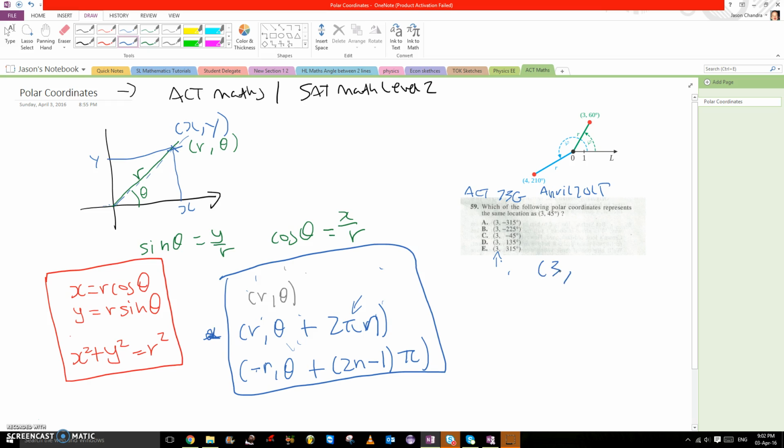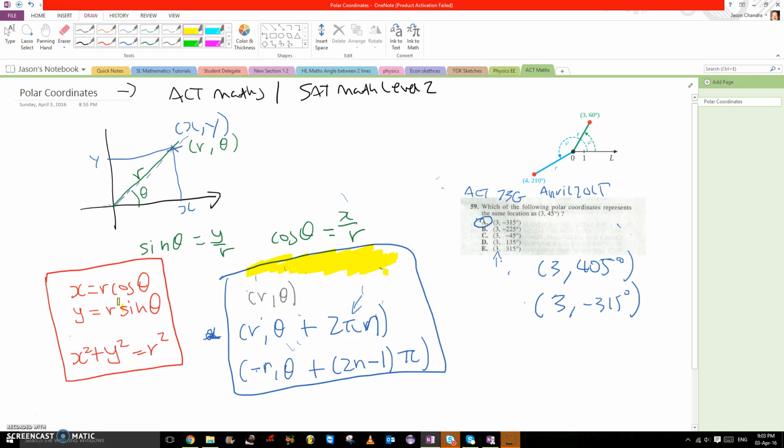So we know that 45 plus 360, 405, is also the same one, but sorry, that shouldn't be a theta, that should be a degree symbol. 405 degrees is the same polar coordinate. But if we subtract 360 from 45, we know that (3, minus 315 degrees) is also the same one. This here in the blue is basically what you need to memorize for ACT math.